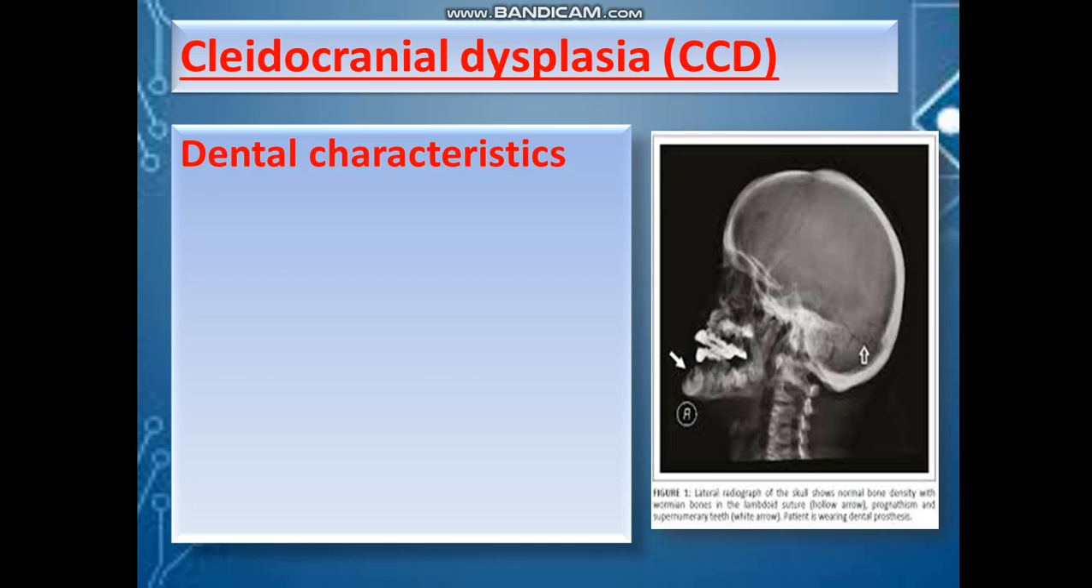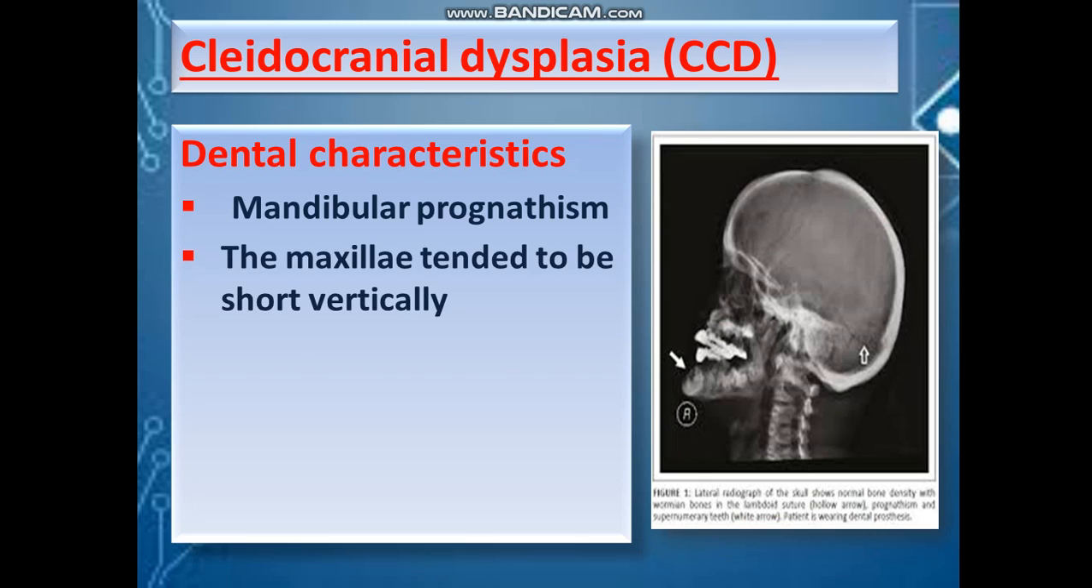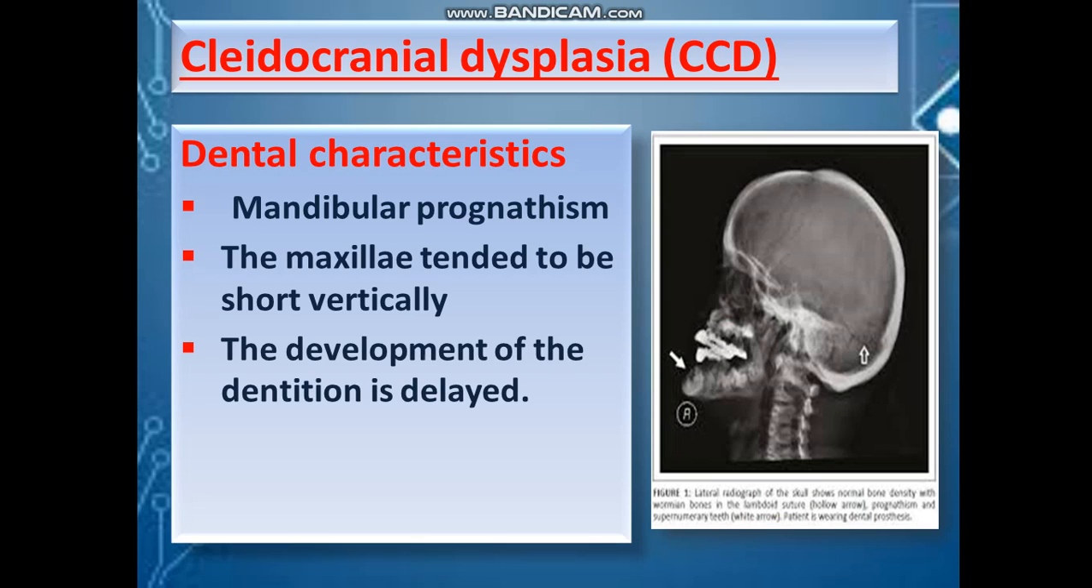Dental characteristics: mandibular prognathism caused by increased mandibular length and short cranial base. The maxilla tended to be short vertically but not anterior-posteriorly. The development of dentition is delayed, with complete primary dentition at 15 years of age, resulting from delayed resorption of the deciduous teeth.